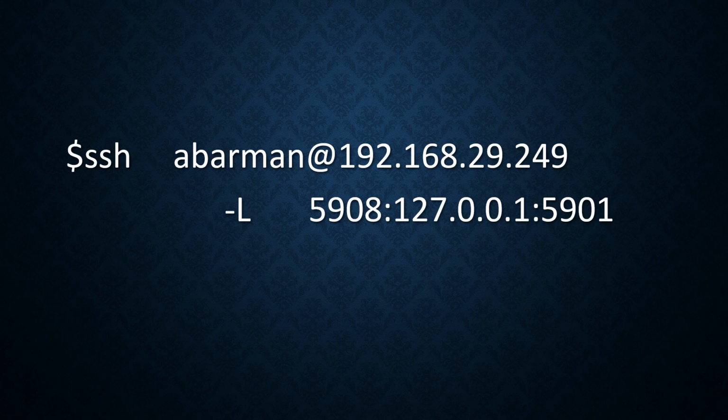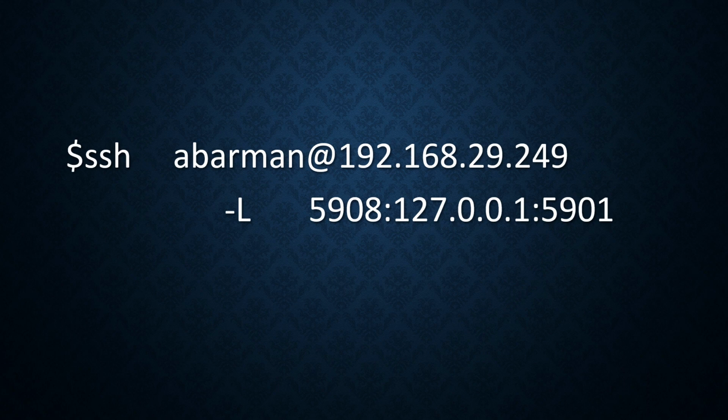-L 5908:127.0.0.1:5901, this is the crucial part of the command, specifying the port forwarding or tunneling configuration. It consists of parts separated by a colon. 5908, this is the local port number on your local machine. Any traffic sent to this port on your local machine will be forwarded through the SSH tunnel to the remote server.